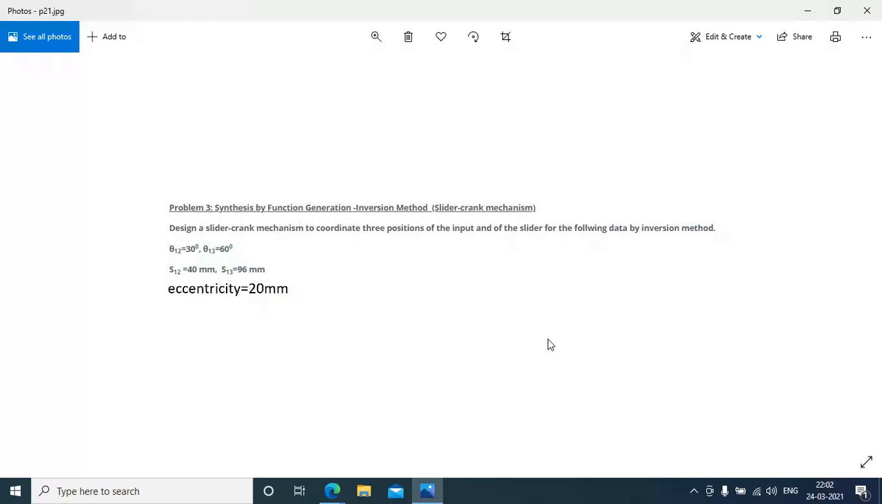Now coming to the third problem, synthesis by function generation, inversion method, slider crank mechanism. So here we are going to plot a slider crank mechanism. Design a slider crank mechanism to three coordinates of the input and of the slider for the following data. Theta 12 is equal to 30 degrees and theta 13 is equal to 60 degrees. S12 is equal to 40 mm, S13 is equal to 96 mm and eccentricity is equal to 20 mm.